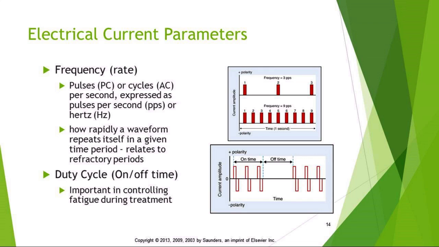So frequency is not duty cycle on-off time. Frequency is how many pulses per second or alternating current cycles per second. On-off time is important for controlling fatigue during muscle strengthening treatments. So the on time is when the electricity is flowing. The off time is when it is not flowing. So during the on time, you might have lots of pulses, so you might have a certain rate, frequency. During the off time, you have no pulses or no cycles. So on is electricity's on, off is electricity's off.